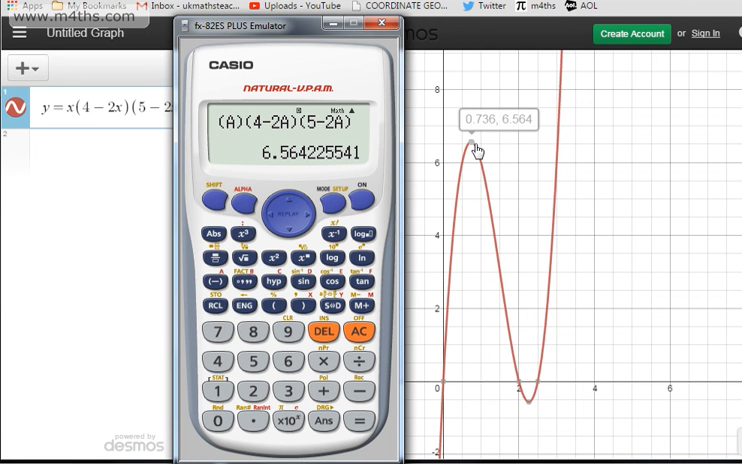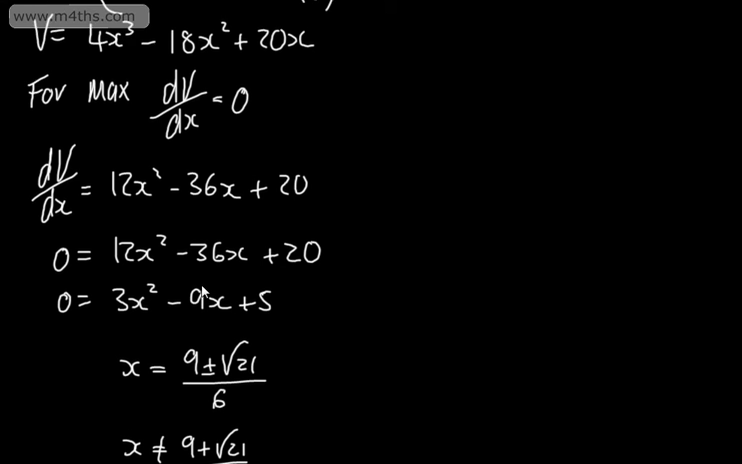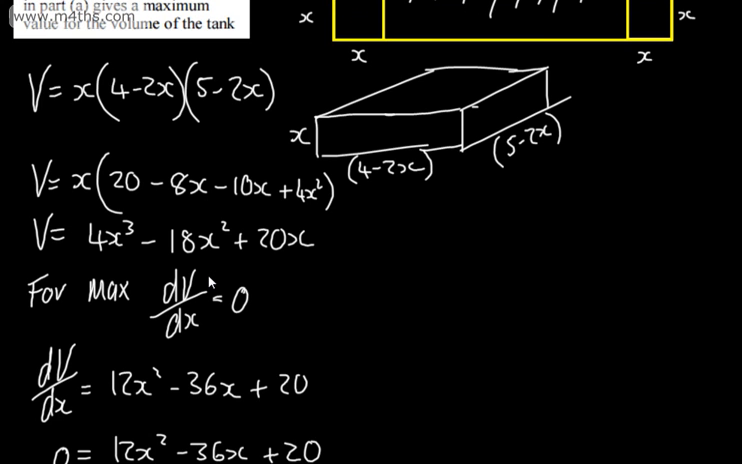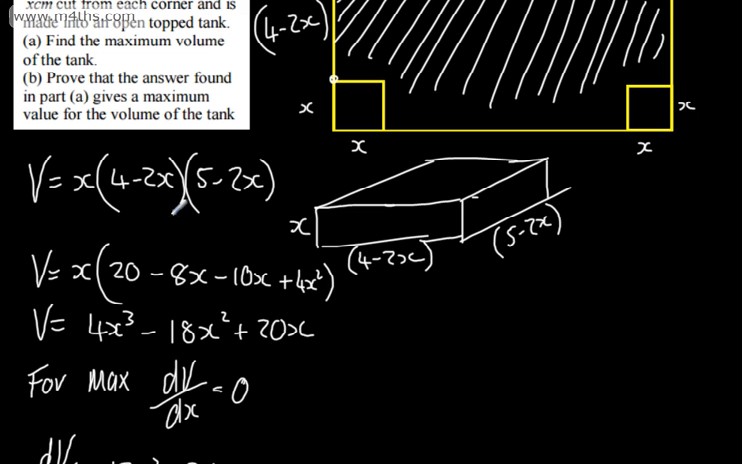Let's just put that on there. 6.564. So as expected, and that gives us the maximum. So if it just asks for the value of x to begin with, go ahead and do that, and then substitute in. Prove that the answer found in part A gives a maximum value for the volume of a tank.